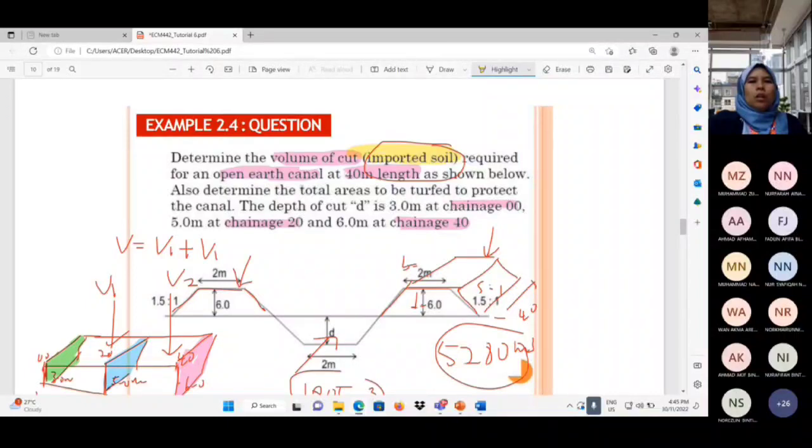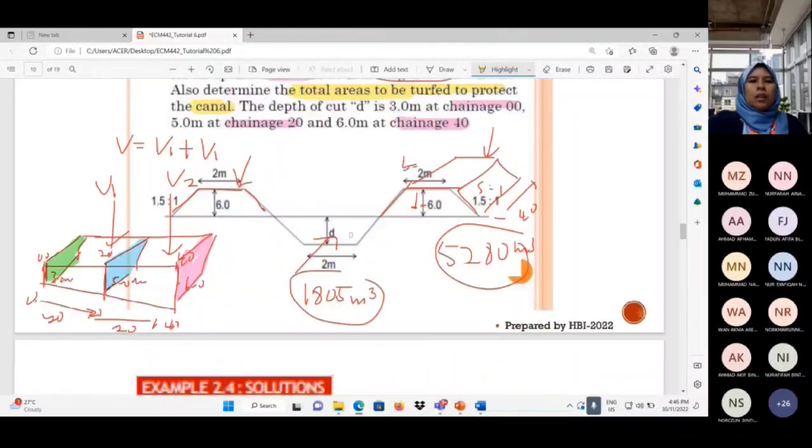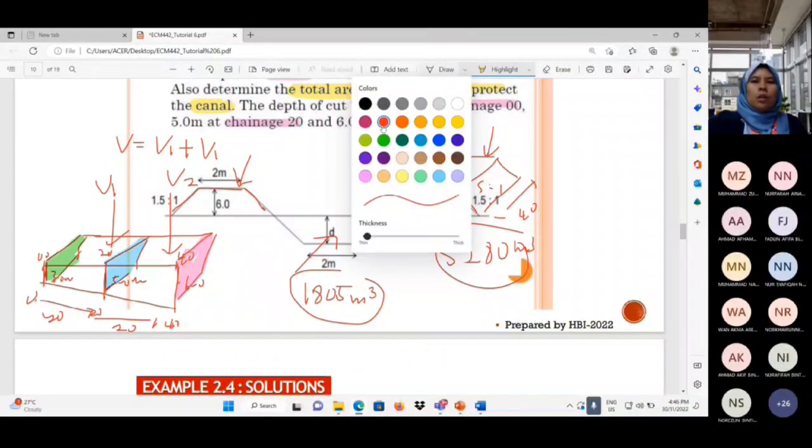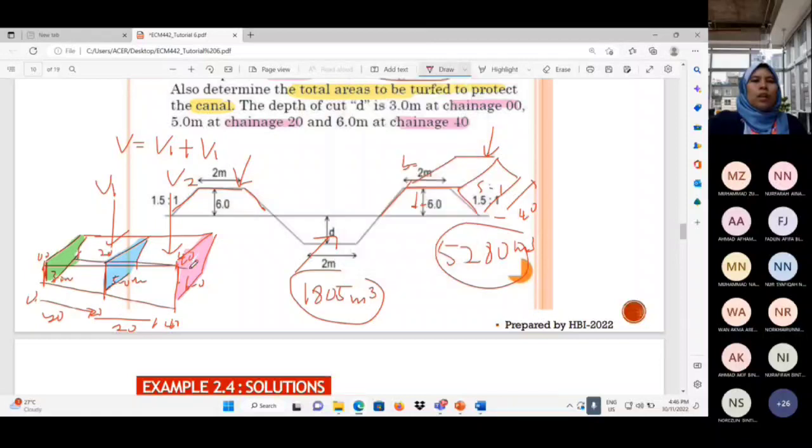Also determine the total area to be tilled to protect the canal. So in this context, it is also stated that it is an earth canal and there is no construction of any infra works on top of your embankment and in the middle of your canal. That is what they did not state. Is there going to be a road or anything? No.